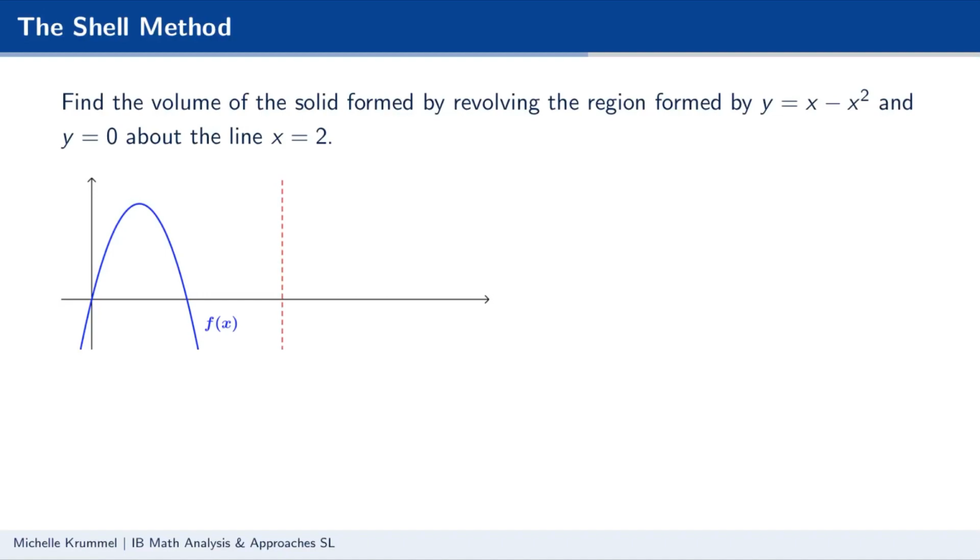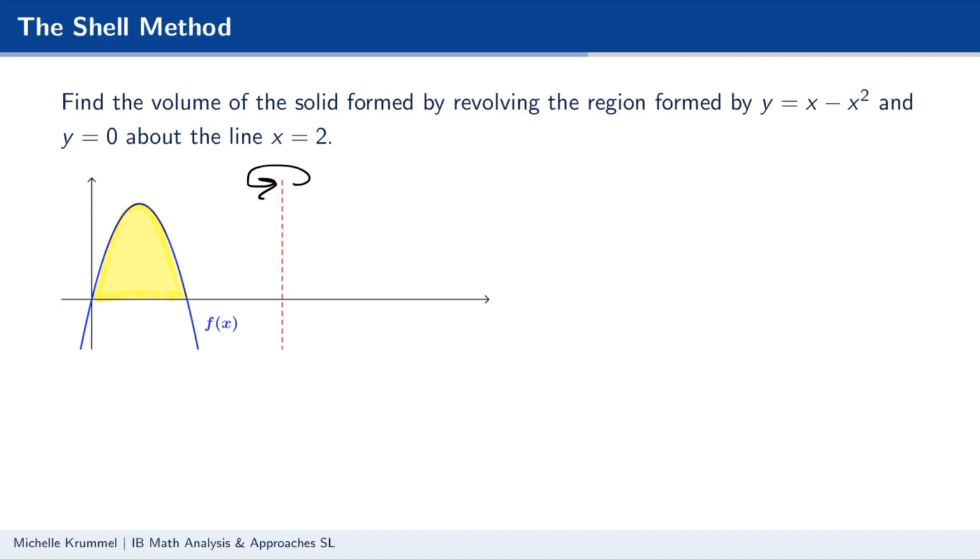Next, find the volume of the solid formed by revolving the region formed by y equals x minus x squared and y equals 0 about the line x equals 2. So to be clear, let's shade our region. It's the region under the curve and above the x-axis here. We want to rotate that now around x equals 2. So here's our axis of rotation.